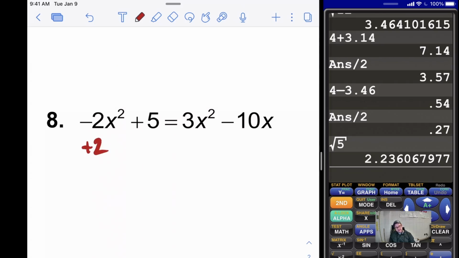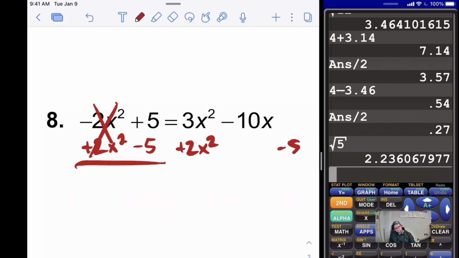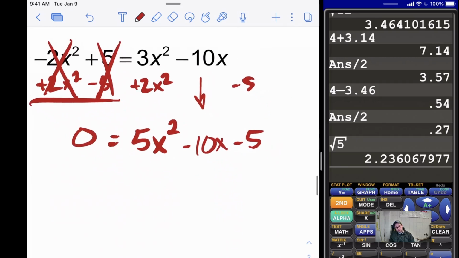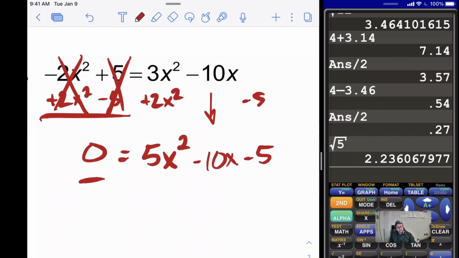So we're going to add 2x squared to both sides and subtract 5 from both sides. So I'm going to add 2x squared and subtract 5. These two pieces cancel each other out. 3x squared plus 2x squared, that of course gives us 5x squareds. Our minus 10x drops down, and then our minus 5 sits over here, and we're equal to 0. And remember, once you are equal to 0, then you can attempt to solve this by factoring. If factoring doesn't work, you should be using the quadratic formula.